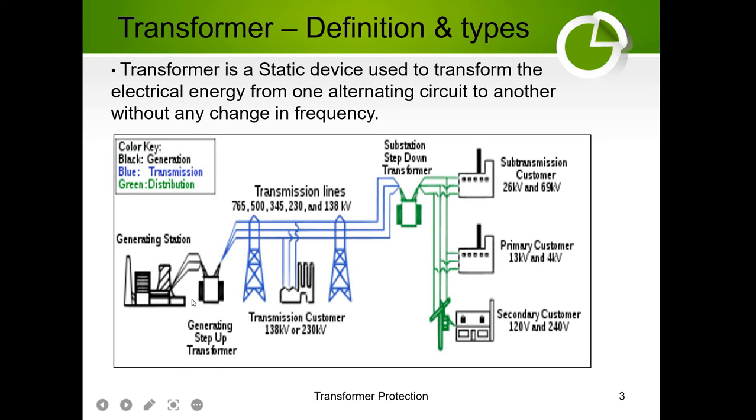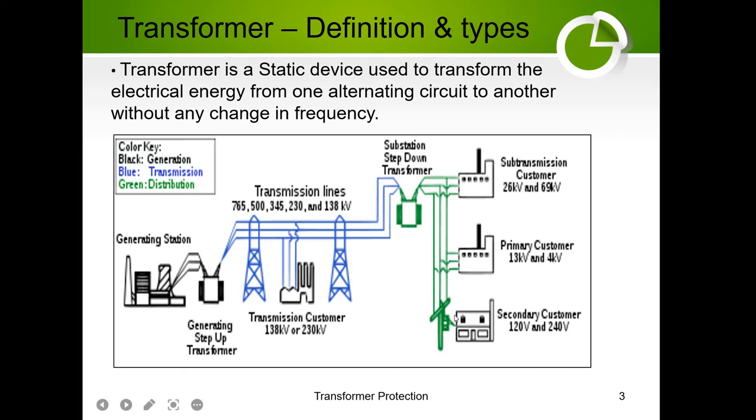With the help of a step-up transformer, we step up the 11 kV and 22 kV to 765 kV, 500 kV, 345 kV, 230 and 138 kV. With the help of the transmission line, we transmit to the different consumers, that is the sub-transmission customer, primary customer and secondary customer. In between, the substation step-down transformer is installed. With the help of this substation step-down transformer, we are stepping down to different voltage levels according to the requirement of the customer.